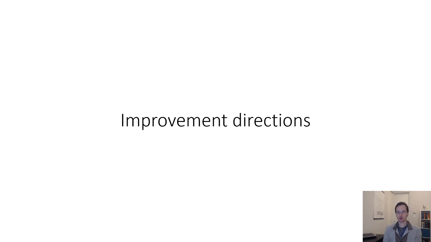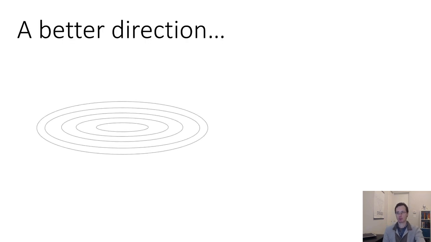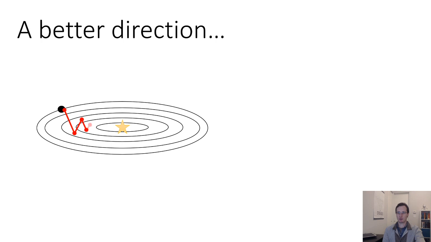All right, let's talk about improvement directions. So first, can we find a way to compute an improvement direction, at least for this kind of ellipse-shaped function, that actually moves us towards the optimum? Well, in fact, we can, using something called Newton's method.